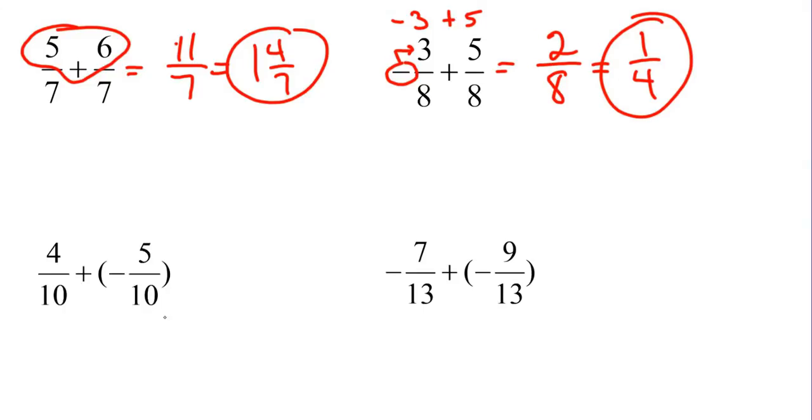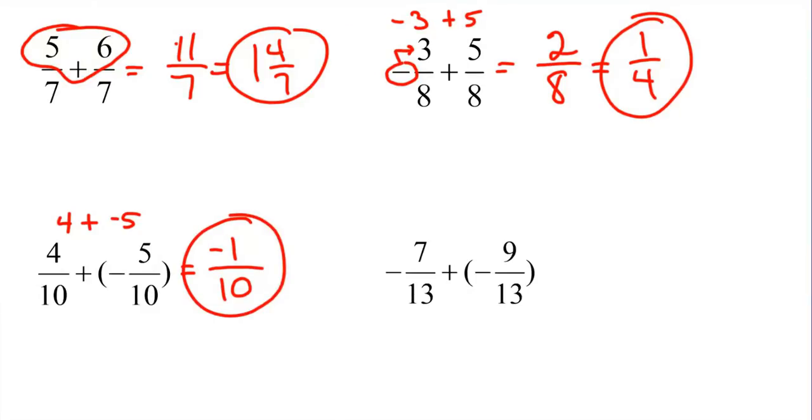So there's our sum there, and that's positive 1/4. 4/10 plus -5/10. Again, we have common denominators, so the numerators are going to be 4 plus -5. This is a canceling. That's -1, and we are talking about tenths, so that's -1/10, and that is in simplest form.